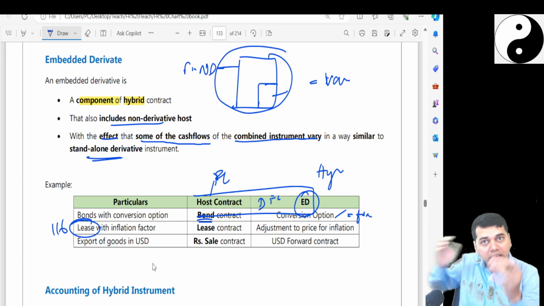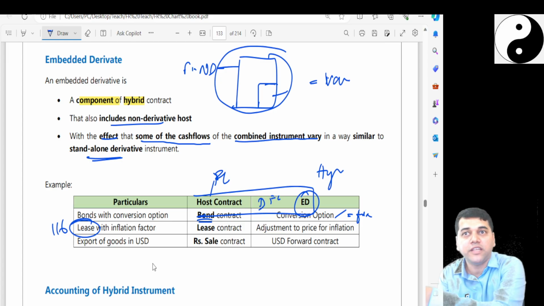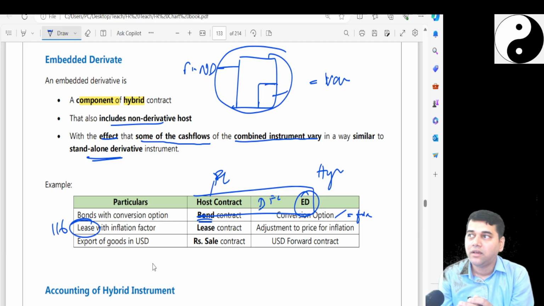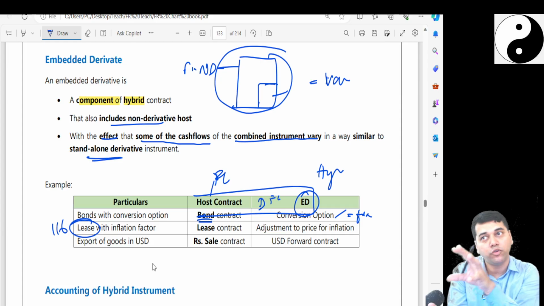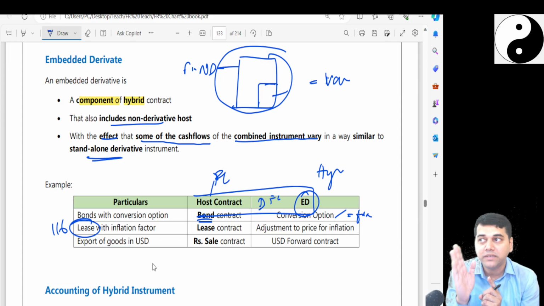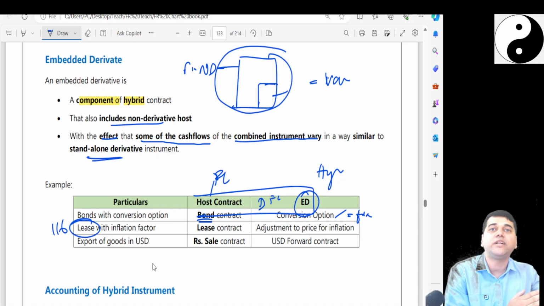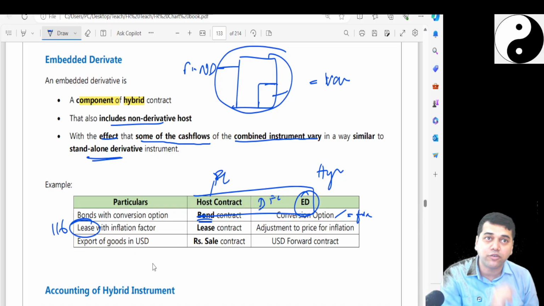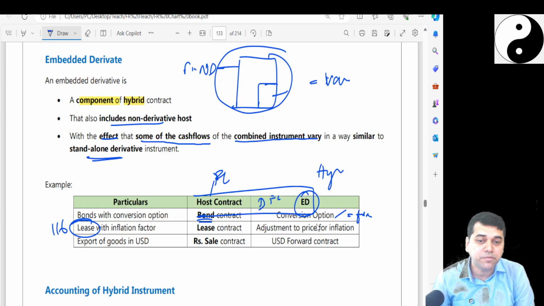Now, my value of the lease depends upon the inflation. If the inflation falls, my contract value also, lease payment also falls. And that means you are embedding, Baba, you are doing something odd, a transaction here which is not a normal transaction. Now, people generally don't do that. Then I should take your lease contract to that test to check whether, are you trying to hide a derivative contract there? So, adjustment of the price inflation factor is an embedded derivative.